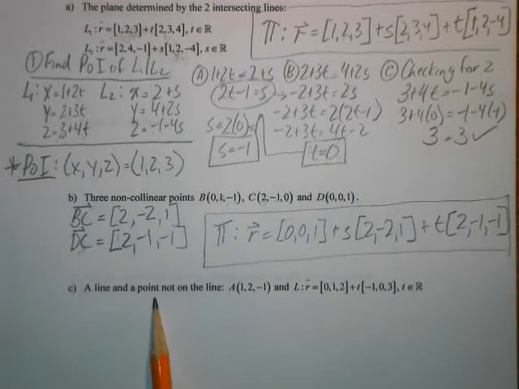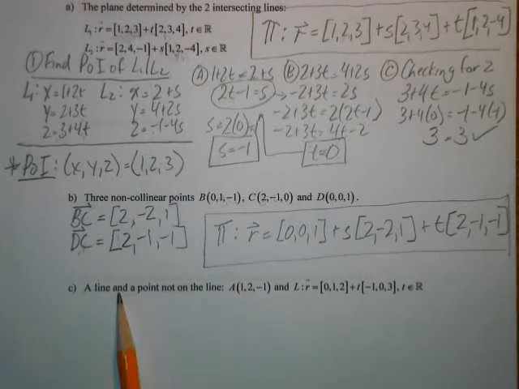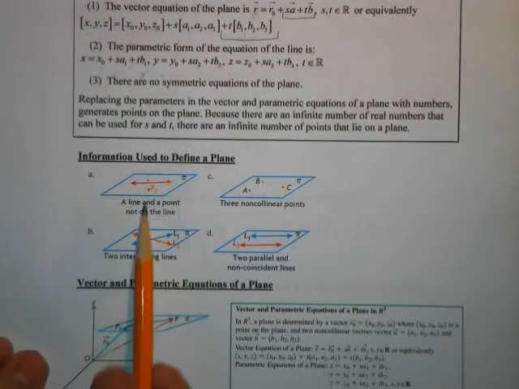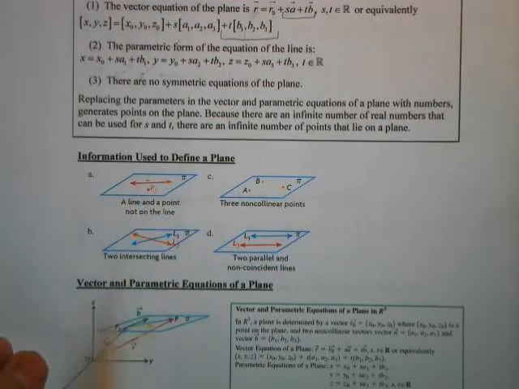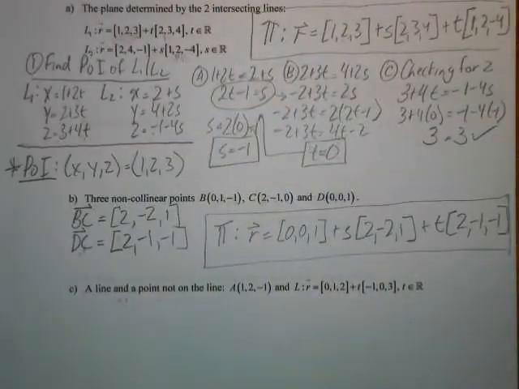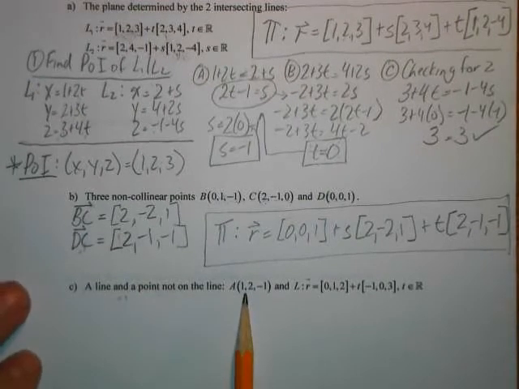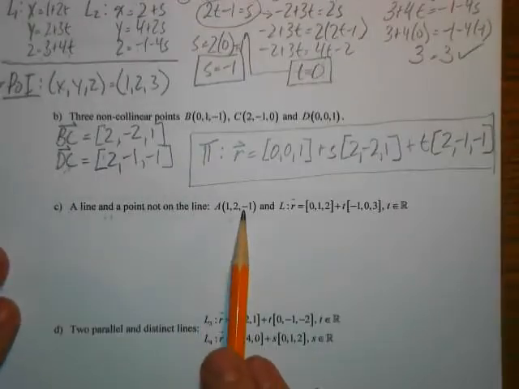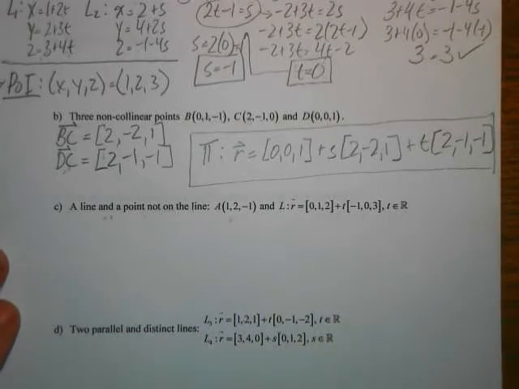Let's look at the third option here where we have a line and a point that's not on that line. Okay, so go back to our information possibilities. So that was the first one here, a line and a point not on the line. So let's see how we do that. So there's the point. It's got its coordinates there. Here's the line. You can tell it's a line in R3 because it's got 3 components and it's got 1 direction vector. So that's only a line.